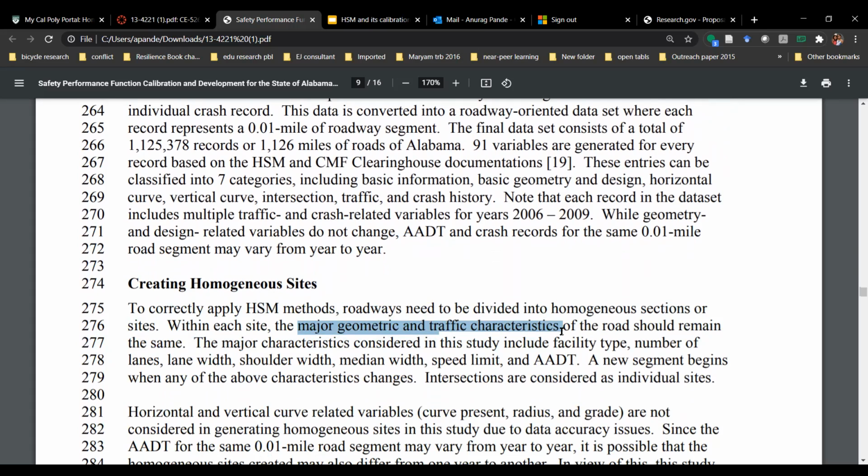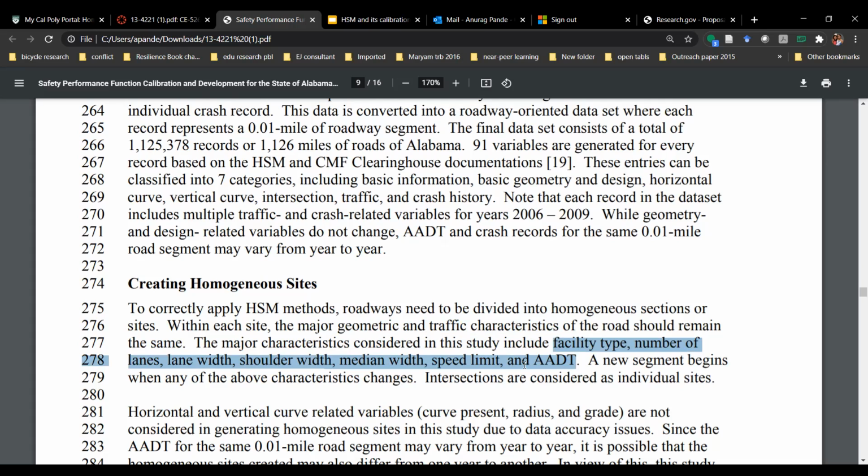So what are some of the major characteristics? You don't divide the segment by homogeneous length. Instead, you look at whether the ADT is consistent or doesn't change much. If the number of lanes changes, then you have to define that as a separate segment. If the lane width changes, that is a separate segment. If shoulder width changes, then you have to define that. If any one of these parameters, facility type, number of lanes, lane width, shoulder width, median width, speed limit, and ADT, changes, then that should be a separate segment.